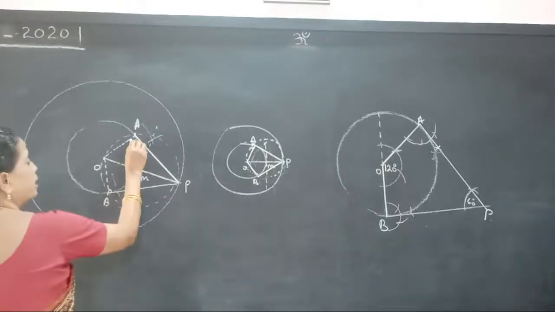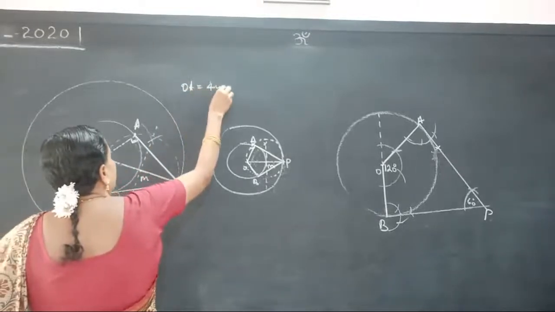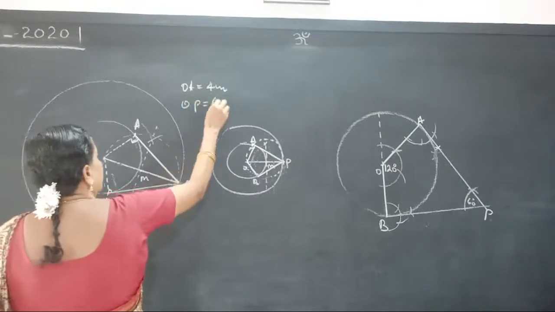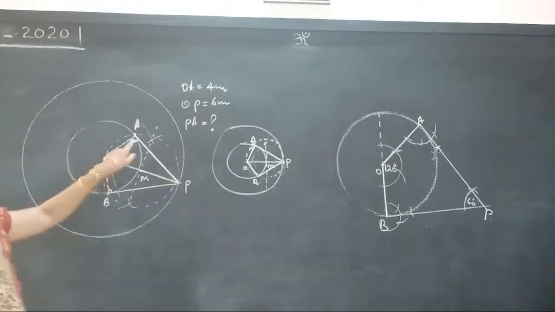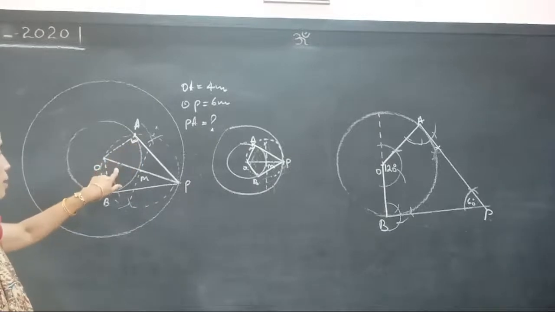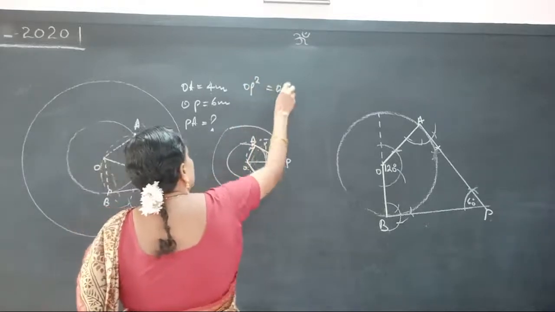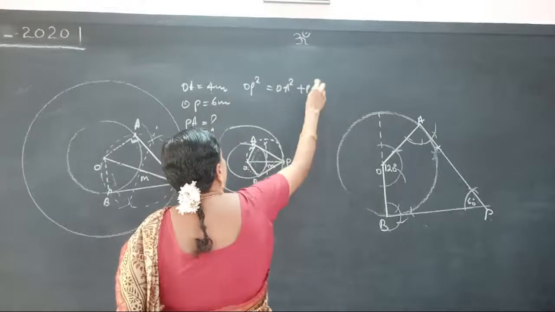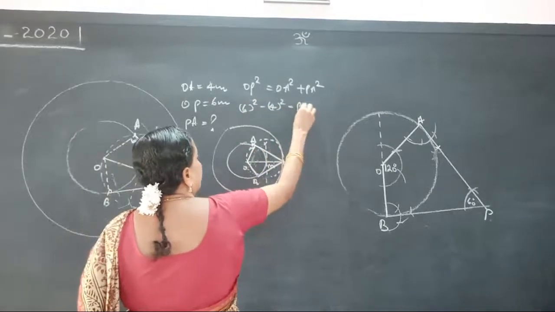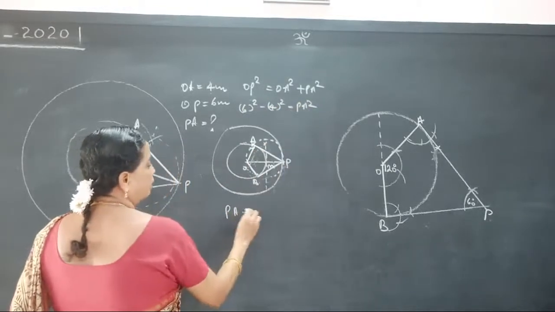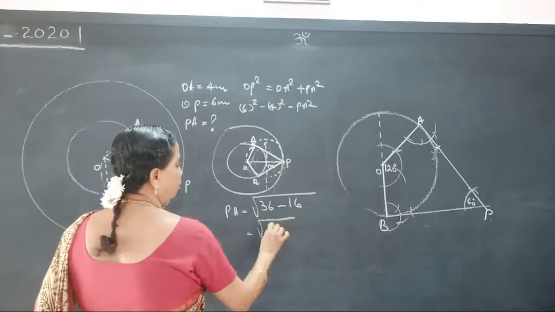Actual calculation: since it is a right angle triangle where OA equals 4 centimeter, OP equals 6 centimeter, PA, the length of the tangent, we have to calculate. Where PA is the altitude, this is hypotenuse, this is base. So according to Pythagoras, OP square equals OA square plus PA square. That is 6 square minus 4 square equals PA square. PA equals root of 36 minus 16. It is root of 20.